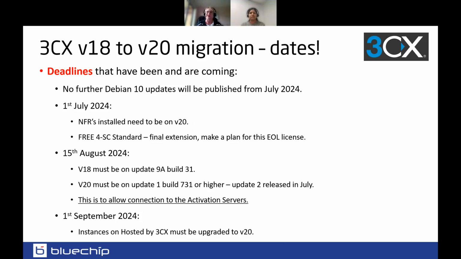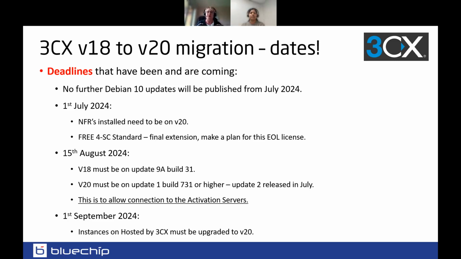So back in July, all the NFRs had to be on version 20, and the old free 4 simultaneous call standards got their final extensions as well, as long as they were on version 20. If they were still on version 18, they actually dropped to 2 simultaneous calls, and even if you upgrade them to version 20, they will stay at 2 simultaneous calls. So they are end of life, and we've talked until we're blue in the face about those needing to migrate to either a paid license, or you can go to the new style SMB licensing as well.